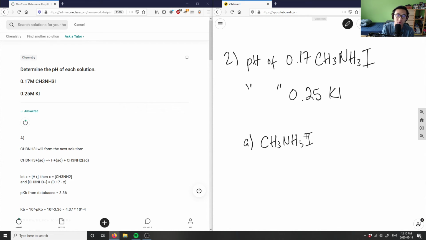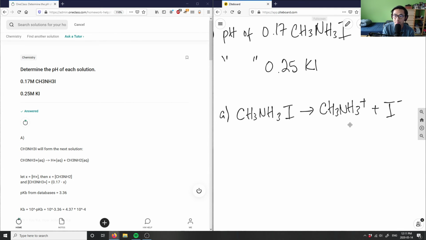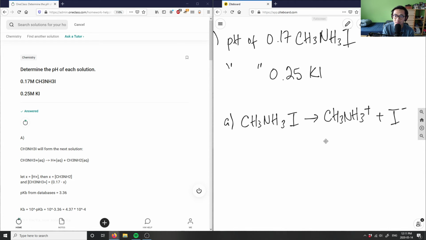So I have CH3NH3I. This is going to dissociate in water, or sorry, not dissociate, it's going to ionize to form CH3NH3 plus and I minus, our iodide here. This step isn't in equilibrium, but we care about this CH3NH3, this methylamine cation here.